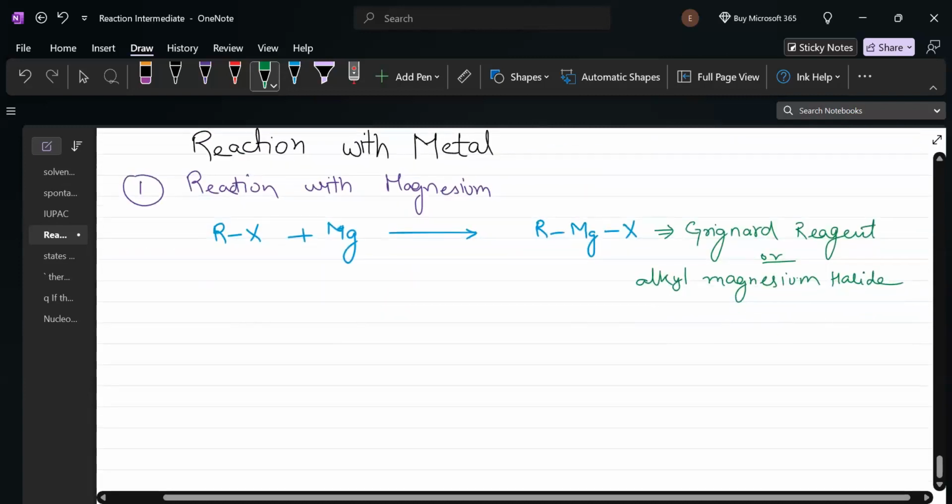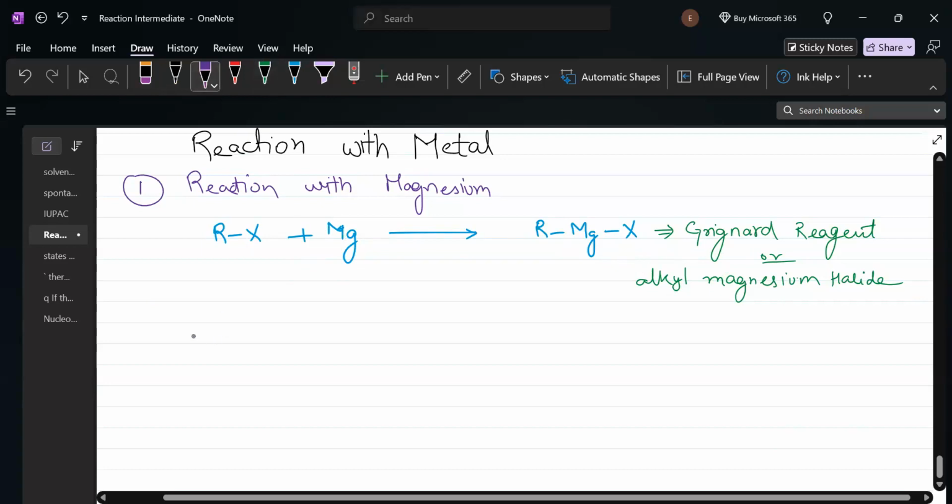See, in this we are studying haloalkanes, right? So this is a haloalkane, RX. This we are going to react with magnesium. When we react this, Mg will get attached between R and X, and this is popularly known as the Grignard reagent. This name is very popular, and this is alkyl magnesium halide.